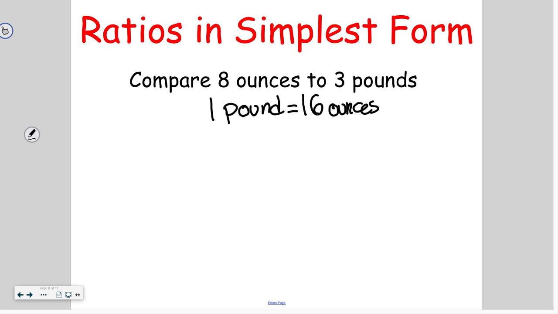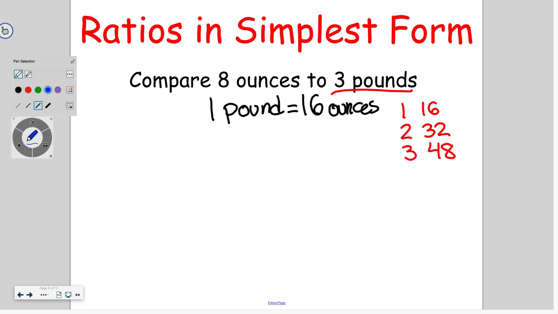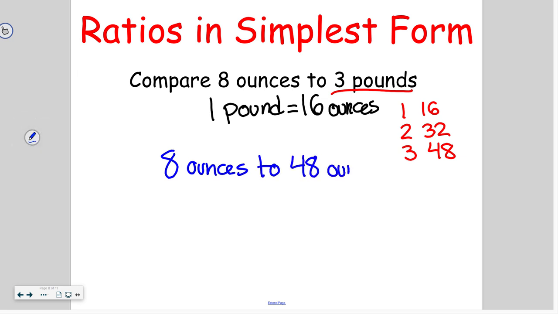So we've got 8 ounces to 3 pounds. I want to make sure that our labels are the same so that we're comparing the two same types of quantities. So I'm going to change my 3 pounds into ounces. So for 1 pound, I've got 16 ounces, which means in 2 pounds, I've got 32 ounces because I have 16 ounces twice. And in 3 pounds, I have 48 ounces. So my 3 pounds is going to get replaced with 48 ounces. So now I'm comparing 8 ounces to 48 ounces.